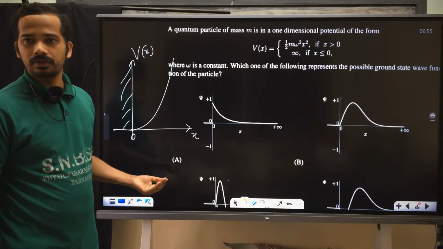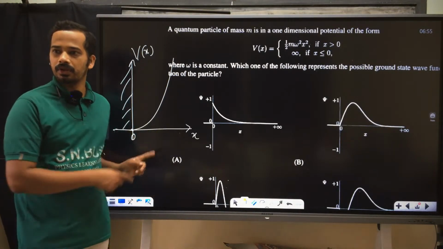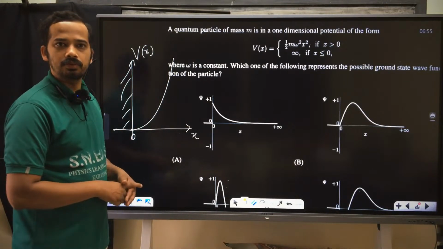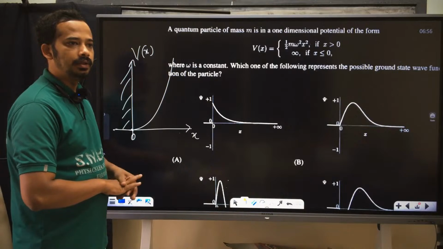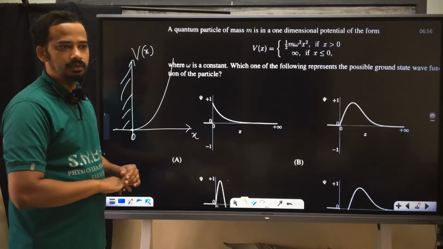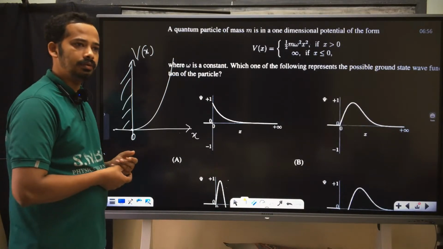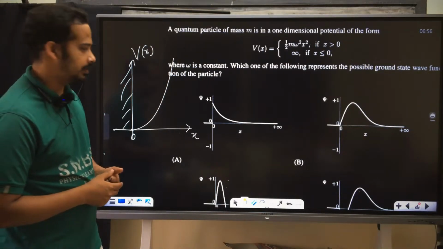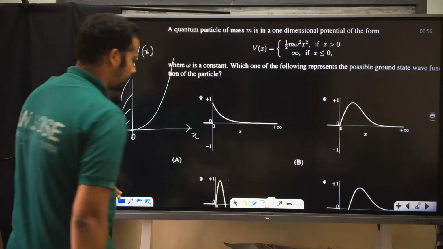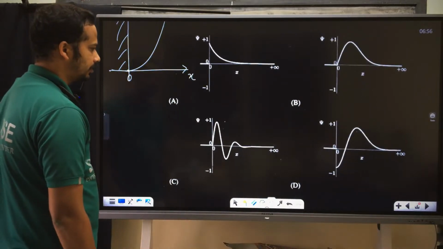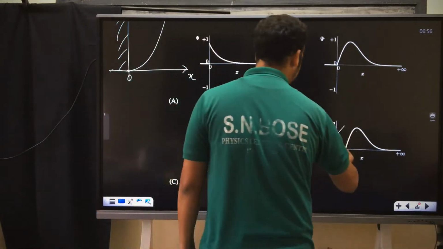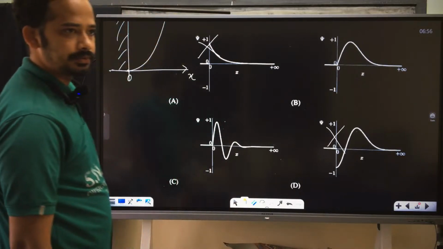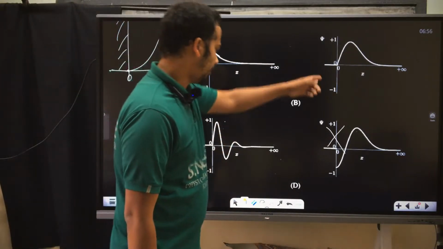What are those states? Not the ground state. The ground state is Gaussian, which does not go to 0 at x equal to 0. The first excited state, n equal to 1 state, and then not n equal to 2, but n equal to 3 state. Odd quantum number states. So when you see the options, these two options are nonsense. Why? The wave function is discontinuous, and it will never be discontinuous. These two options are possible.